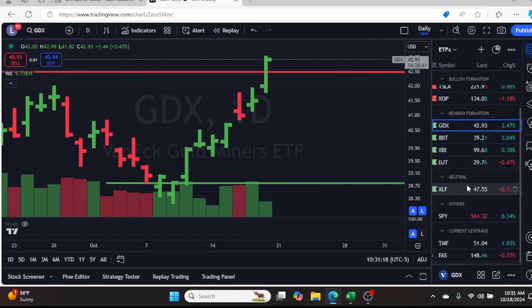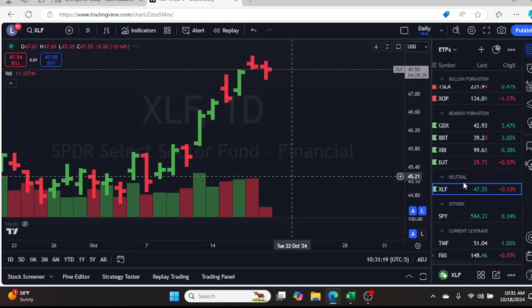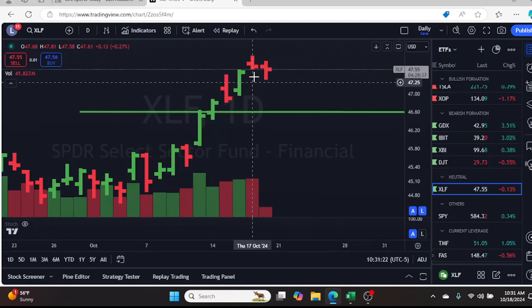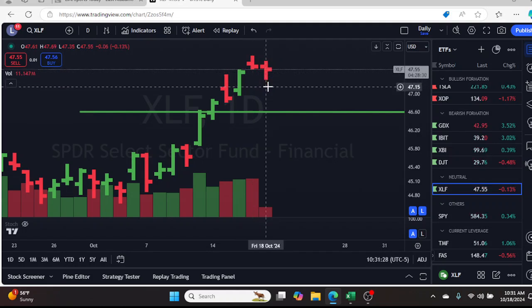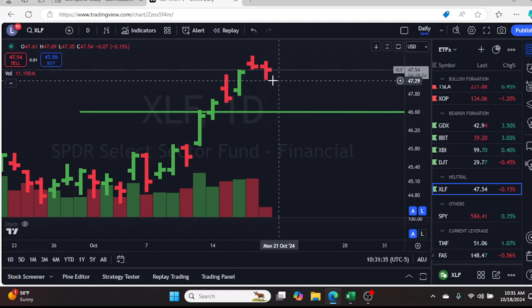And the same with, let's look at XLF. Well, I know I'm wanting to get out of the long. We're below yesterday's low, but we haven't taken out the range from the first 30 minutes. It set that low in the first 30 minutes and it hasn't taken it out. So it's just a trick to help out.